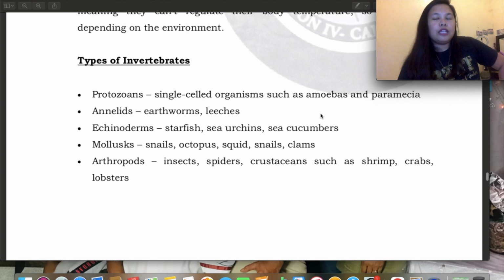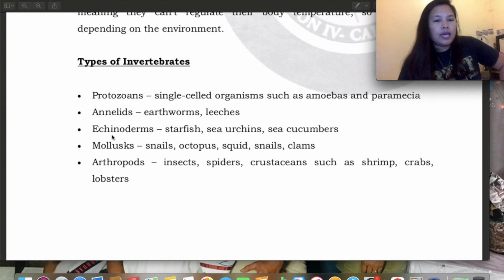Annelids, earthworm, leeches. Yan yung mga examples. And echinoderms, starfish, sea urchins, sea cucumbers. Marami din yan sa marine organism. Mollusks, snails, octopus, squid, clams. Arthropods, insects, spiders, crustaceans such as shrimps, crabs, and lobster.